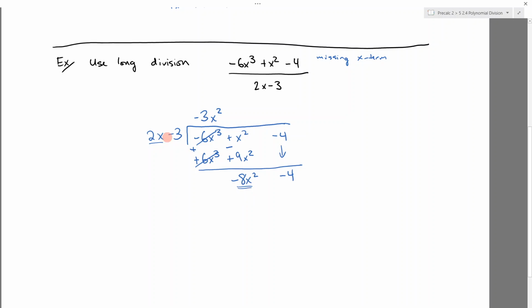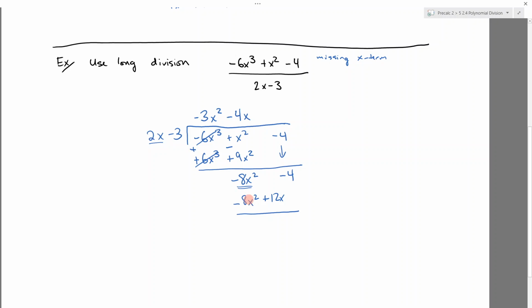Okay, so now I ask myself, what do I multiply by 2x to get minus 8x squared? And it should be minus 4x. So minus 4x times 2x gives me minus 8x squared. Minus 4x times minus 3 gives me a plus 12x.